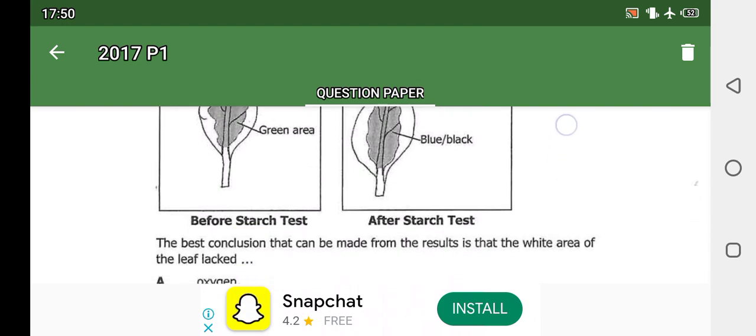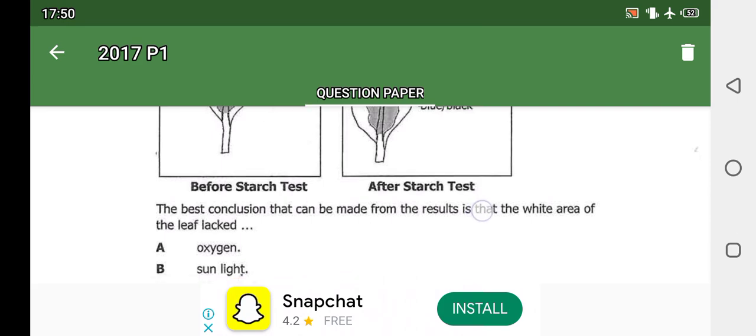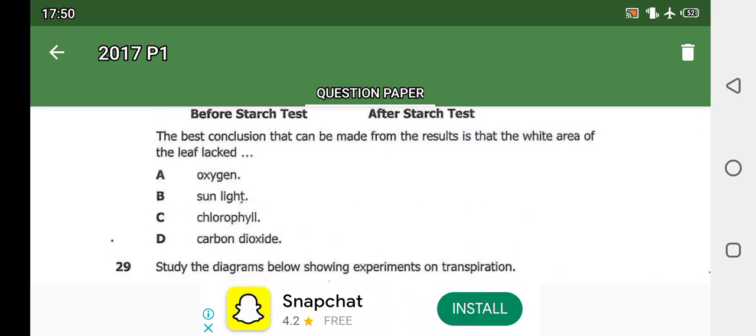Now let's read the question. The best conclusion that can be made from the result in that white area which lacked starch. Imagine what caused it to be white, and the other part to look green. So what causes a leaf to look green? It is because of chlorophyll, which is the green pigment found in the leaf. So chlorophyll is the best answer, which caused that area to look white, because that area had no chlorophyll.